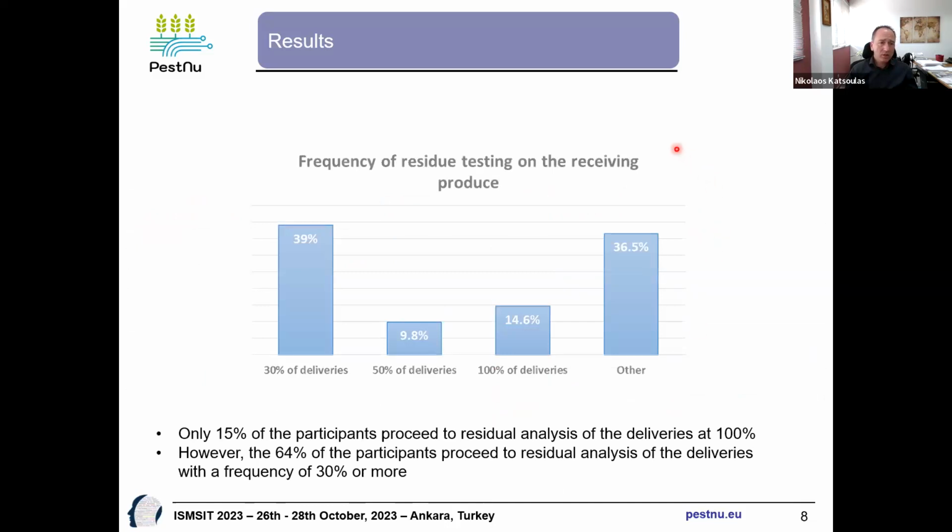So another question was how frequently testing is done on the products that are received by the merchandisers, and we can see that only 15% of the participants do a residue analysis, related to the chemicals used in the products and any residues remaining in the products. 64% of the participants replied that they proceed to a residue analysis, but not on all the production that they produce.